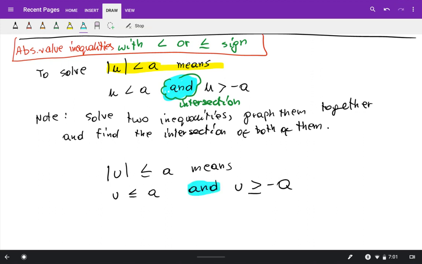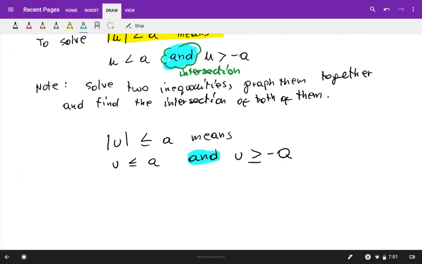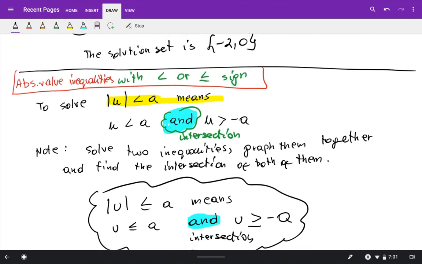The same thing. So the first inequality is the same, like you see, just without absolute value. The second inequality, you're always going to reverse the symbol of the inequality and switch the number which you have on the right side to the opposite. And you follow the same rules. So again, and means intersection. Okay, so this is what we're going to follow when you have absolute value inequalities with less than or less than or equal sign.